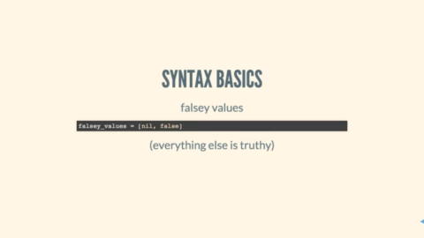Okay, so first of all, a little bit about the general syntax of Ruby. The falsy values in Ruby are only nil and false. So if you want to check in a conditional for something, the only thing that will cause an if clause to fail are those values specifically. So an empty string is truthy, the number 0 is truthy, pretty much anything else is truthy.